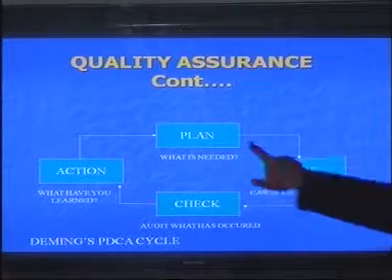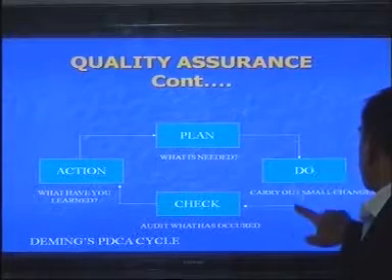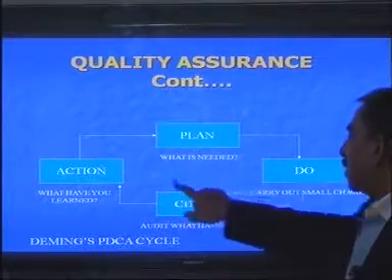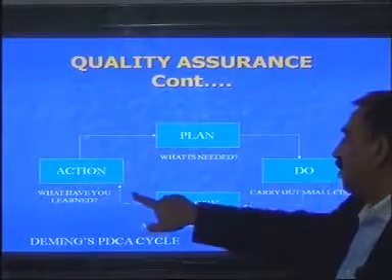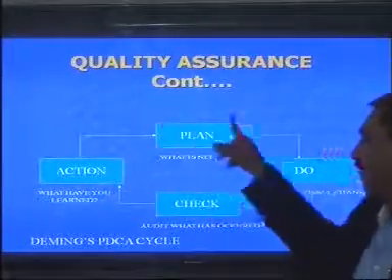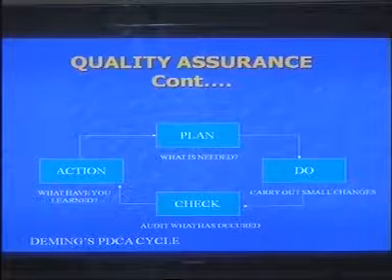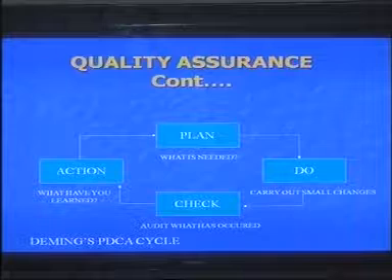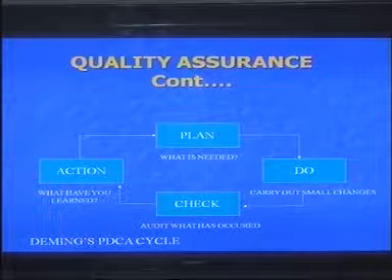PDCA: Plan, what is needed. Do, carry out the small changes. Check, audit what has already occurred. Act, what have you learned from there. So you keep going when you're developing a product, you keep going through this Deming's PDCA cycle.